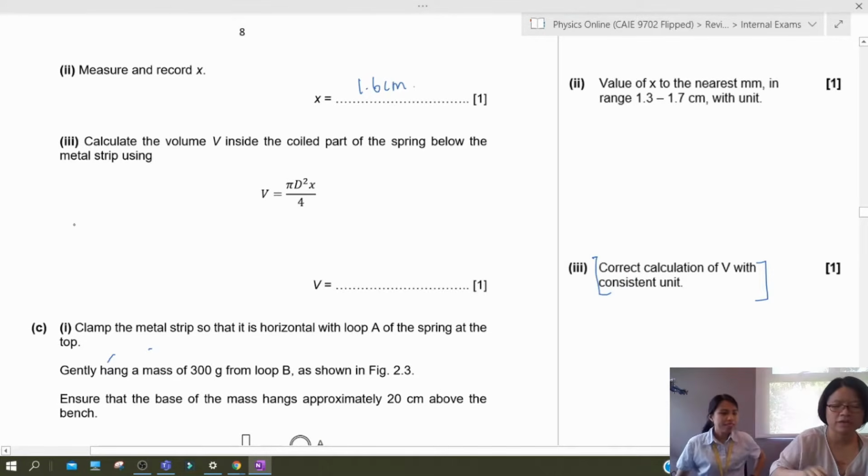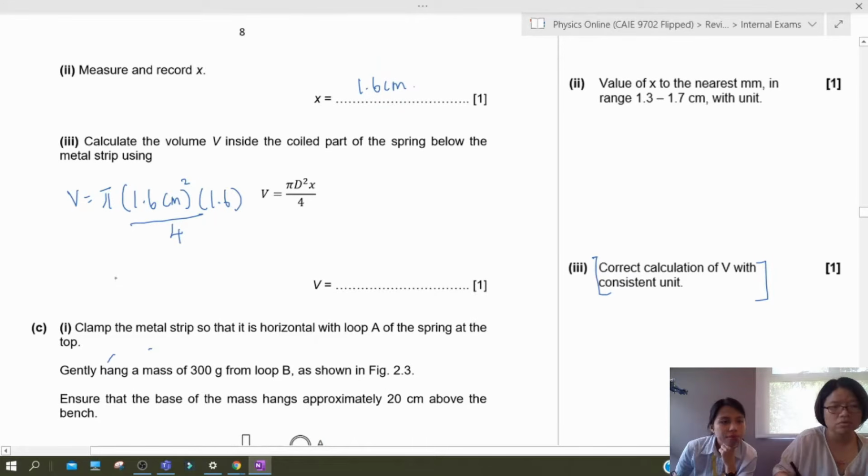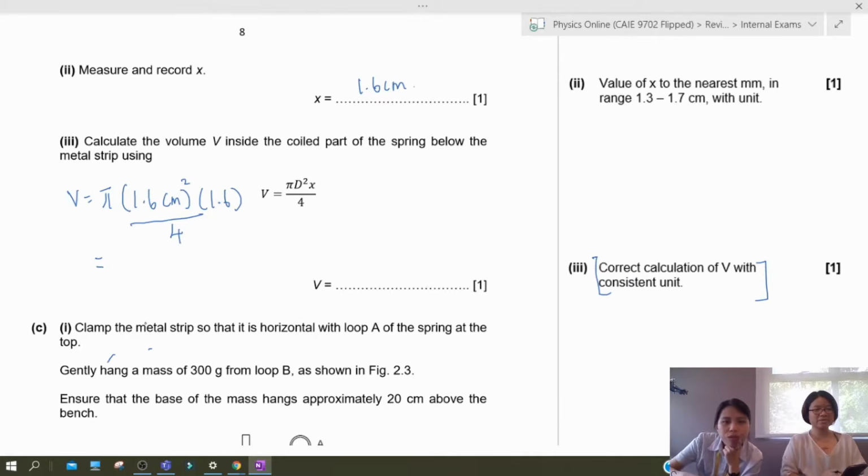You also always have to think from the perspective of the examiner. In order to award you the mark, they should see this. So diameter is 1.6 cm, if you are doing cm. Then x is also 1.6, then divide by 4. You can see the range is quite big, but don't be too far away. Value of x to the nearest mm, in range 1.3 to 1.7. So if you're off, you're really, really off already. This one should be okay.